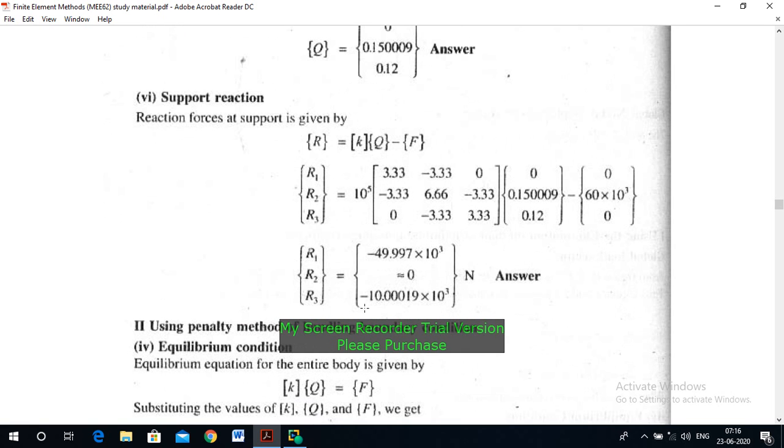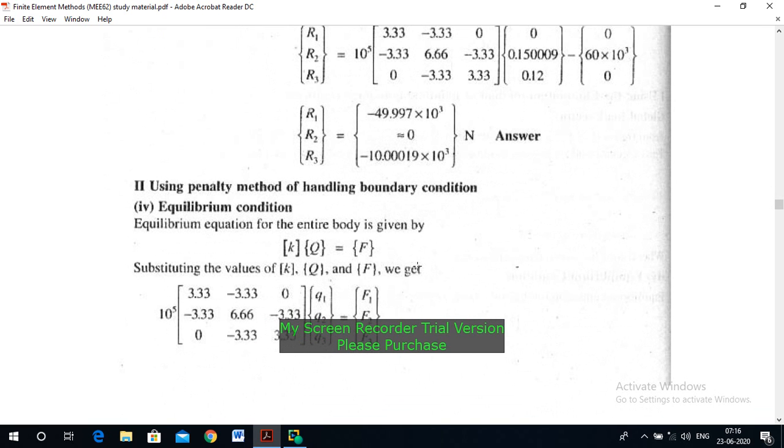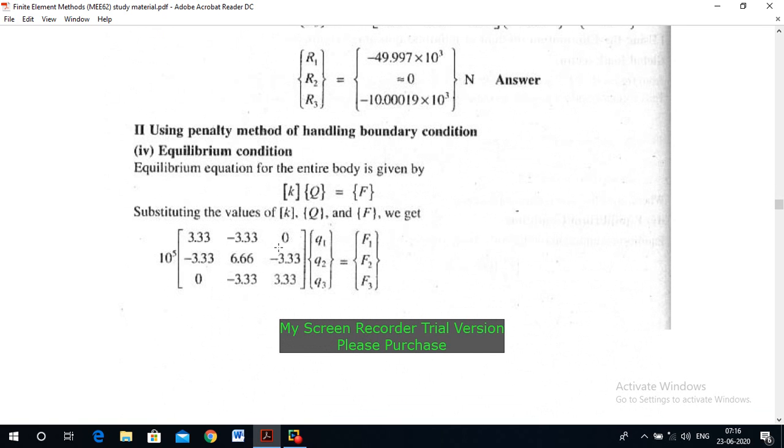R2 is 0 and R3 is minus 10.0019 into 10 power 3. See, it is very small, and the reaction force at node 1 and node 3 is also approximately equal to 0. Okay, and next we are asked to solve the same problem by using the penalty method, the same steps, but in the equilibrium equation we know that KQ is equal to F.